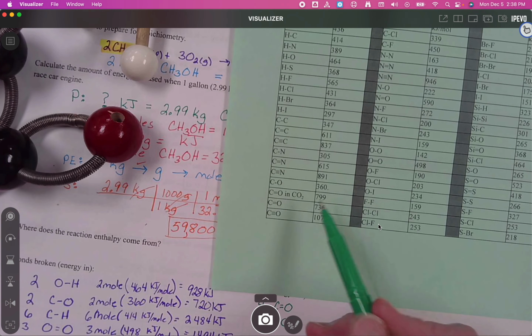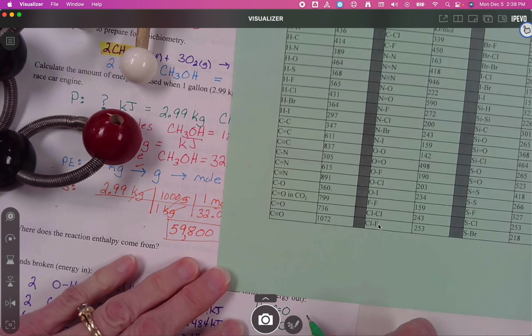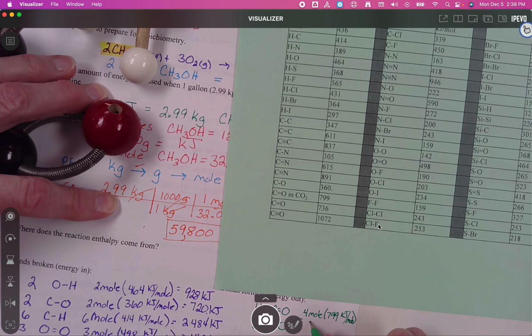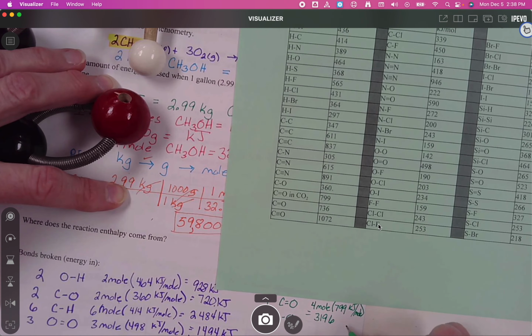And it's because that carbon to oxygen bond in carbon dioxide is very, very energetically favorable that happens. And so most carbon to oxygen double bonds only involve 736 kilojoules of energy, but the carbon to oxygen in carbon dioxide is 799. So we have 4 moles times 799 kilojoules per mole. Four times 799. Big old sigh of relief. 3196 kilojoules.